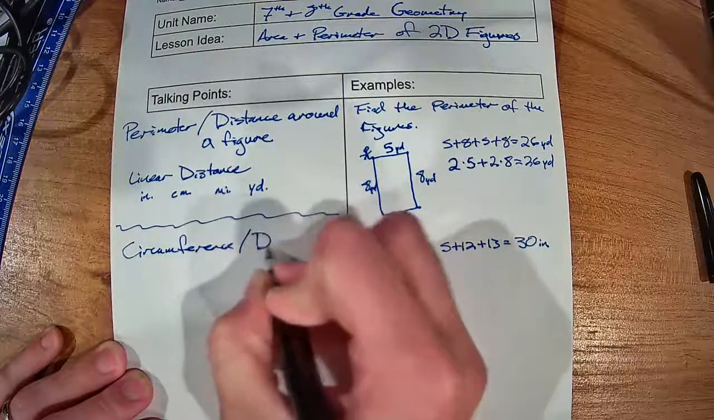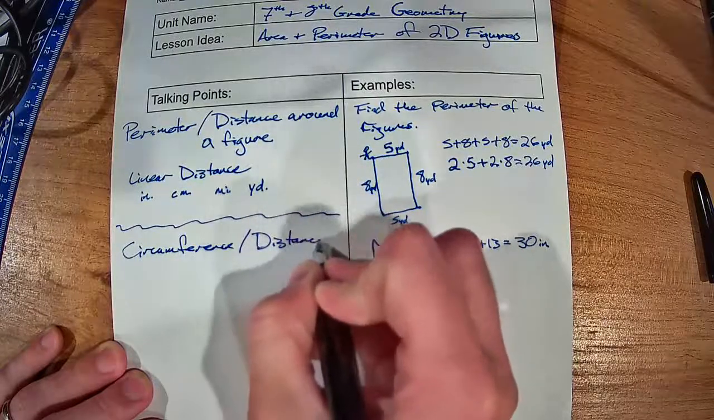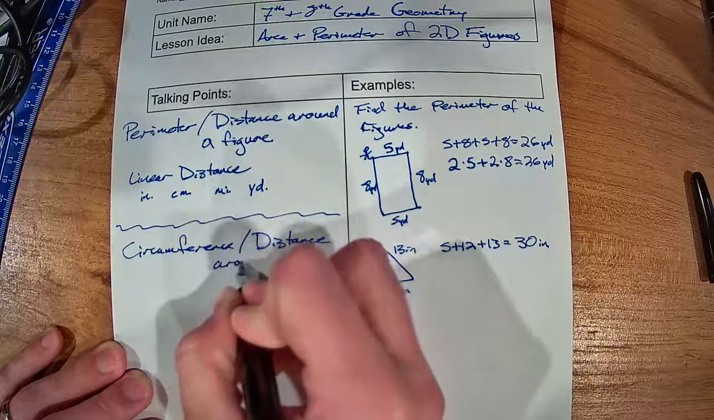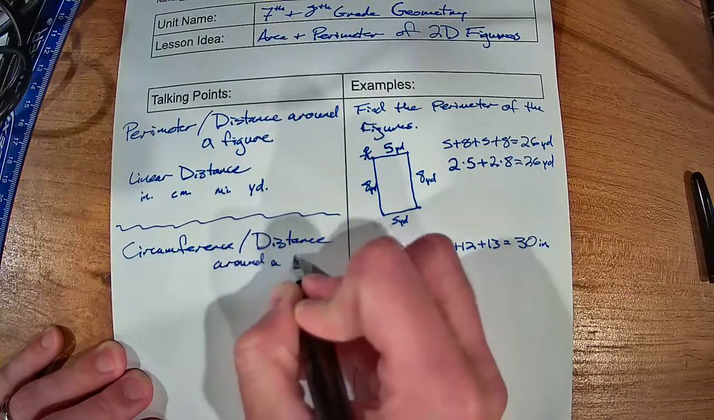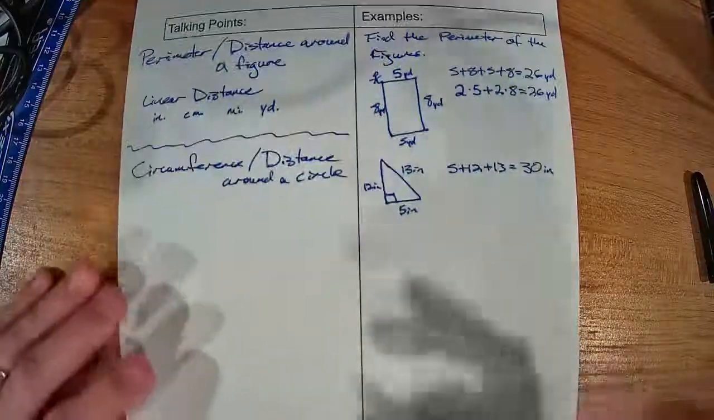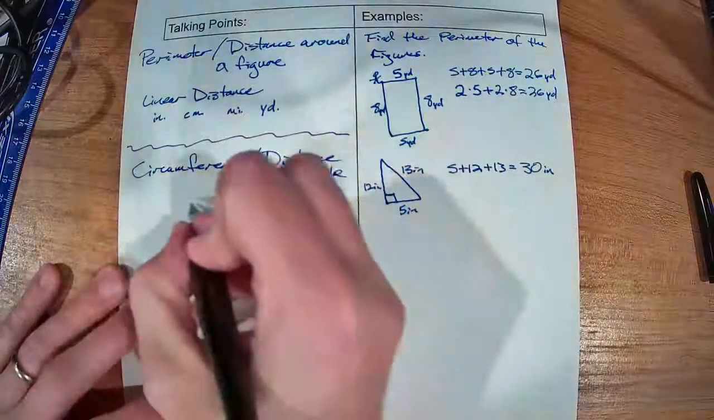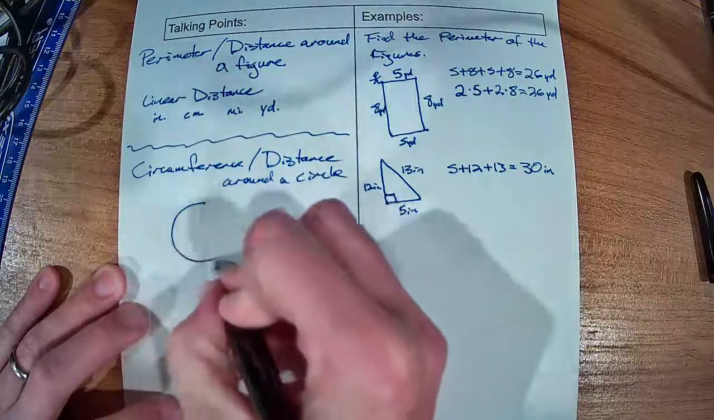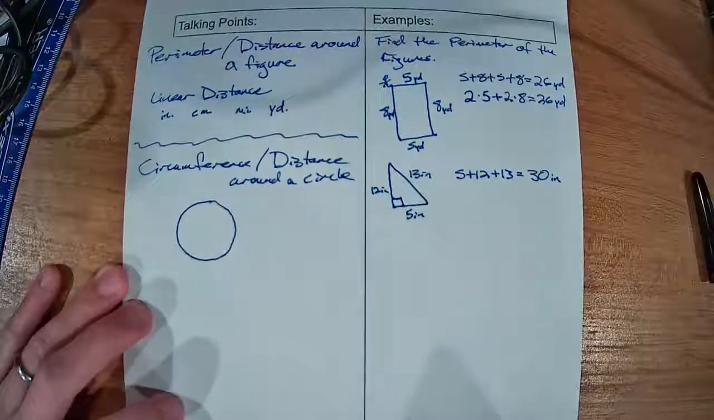All right, and this is simply the distance around a circle. So let's try and draw a circle here, and I'll do the best I can. So a circle, oh, that's not too bad.